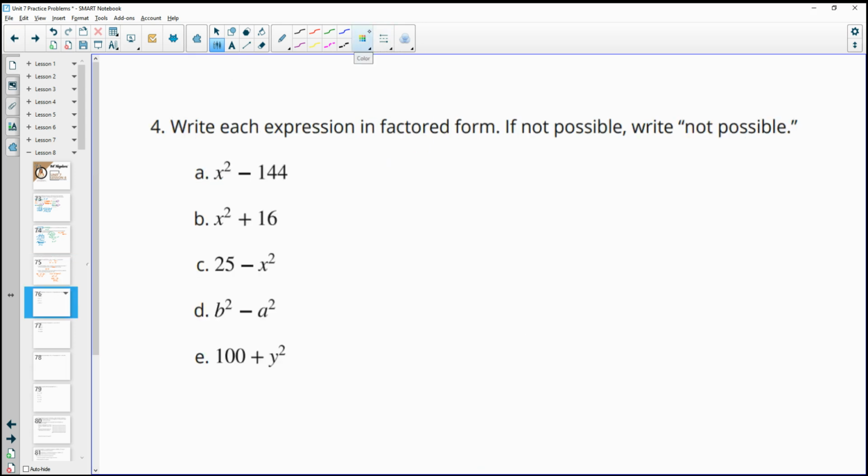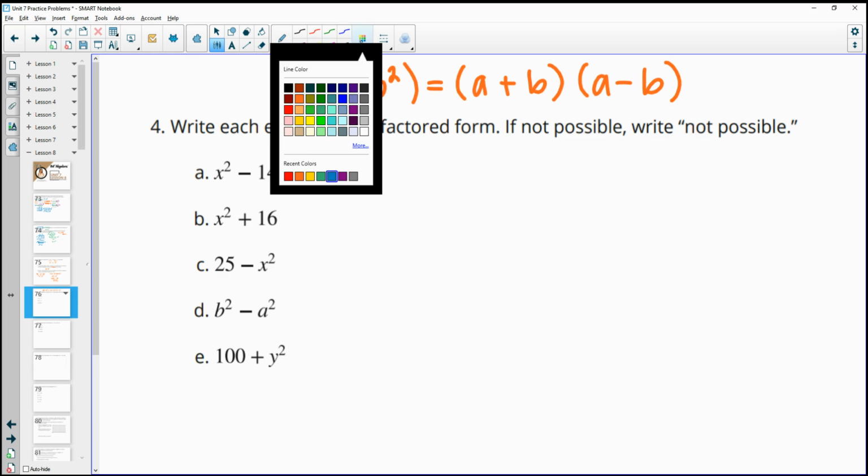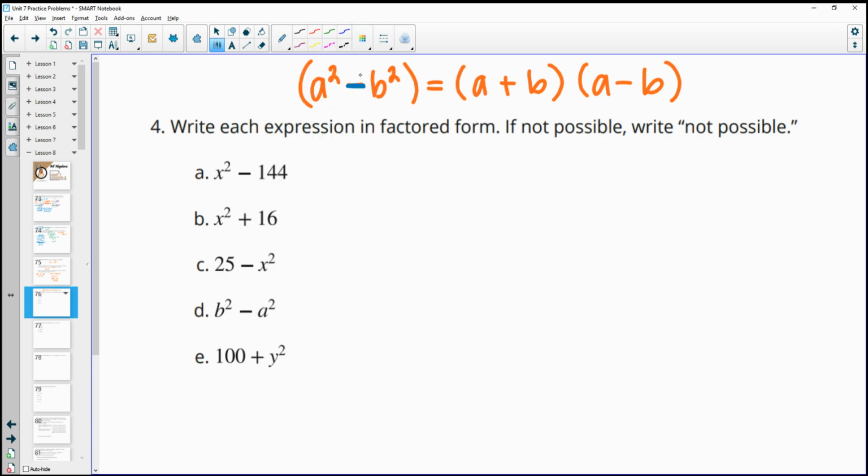Number 4, write each expression in factored form. If it's not possible, write not possible. So if we look at all of these, we see binomials with two terms. So we know that if there's a minus, then we can write this as the square root of the two numbers, one with a plus and one with a minus. So there has to be this minus here. It's a difference of squares, not a sum of squares. So part B is not going to be possible.